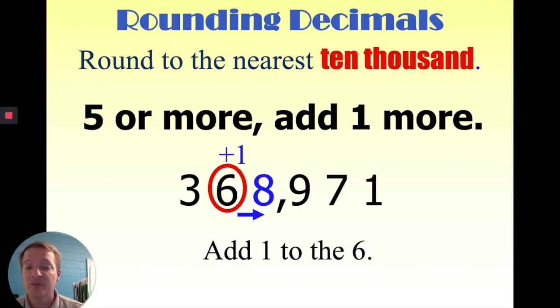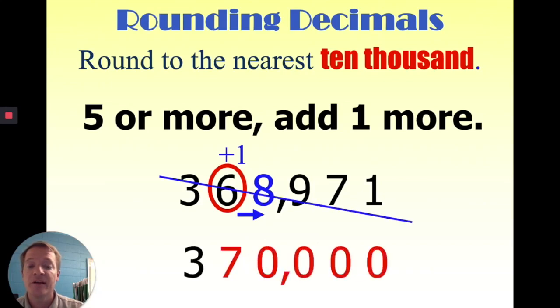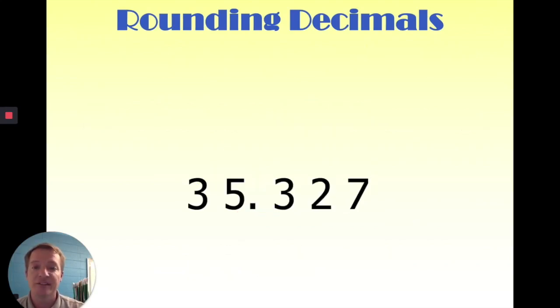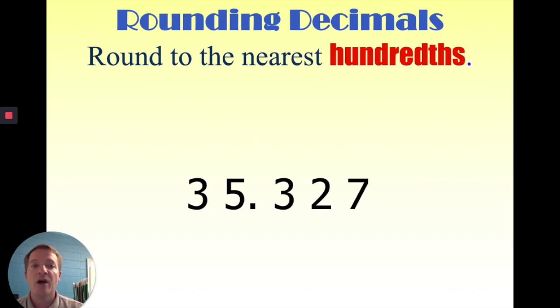So we put a +1 up there, which means it's going to turn into 370,000 because 6 plus 1 is 7. We're adding 1 here. And then everything after the number we circled turns into zeros. So 370,000.